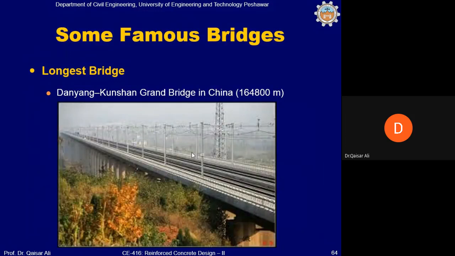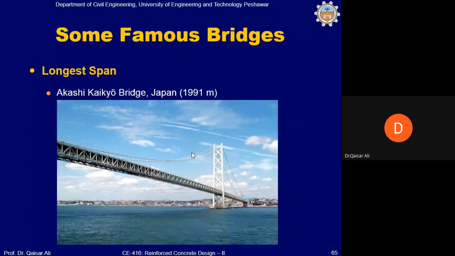These are some bridges. This is one of the longest bridges in the world, the Grand Bridge in China. This is the overall length of the bridge, not span to span, not support to support. The longest span, this is the longest bridge and this is the longest span. Longest span from support to support is in Japan, which is also called the Pearl Bridge or Akashi Kaikyo Bridge. This is around 2 kilometers. This is a suspension cable bridge.